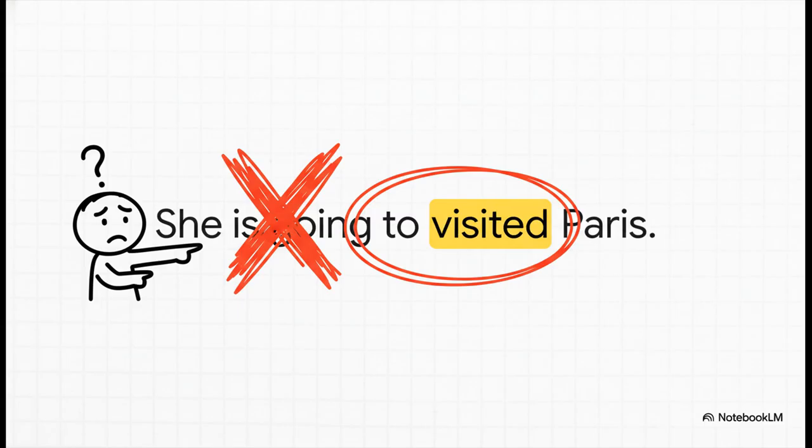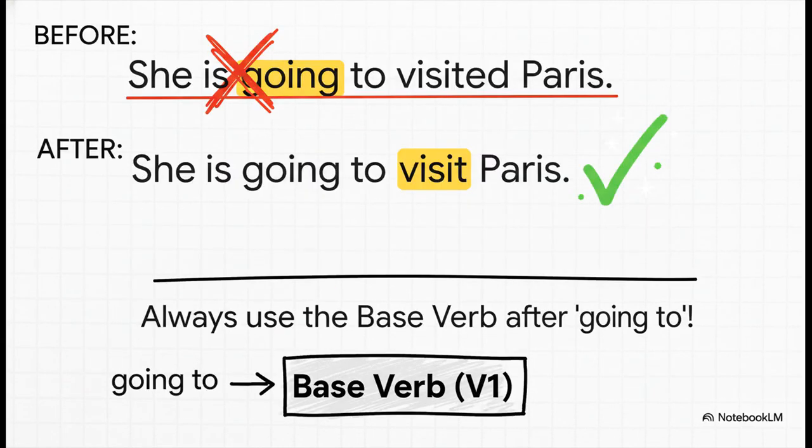Now, let's talk about the number one error I see learners make. Take a close look at this sentence. She is going to visited Paris. Do you see the problem? It's all about that final verb. And here's the fix. It's so simple. Just burn this rule into your brain. After going to, the verb always has to be in its base form. No ed, no ing, nothing fancy. Just the simple, original verb. She is going to visit Paris.